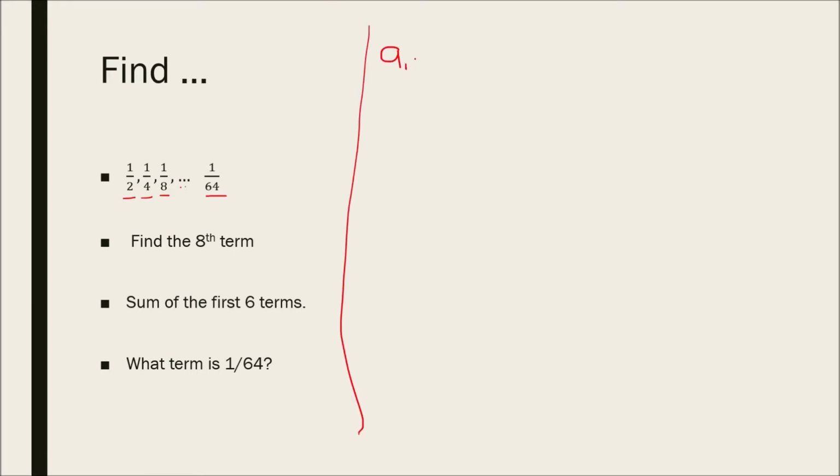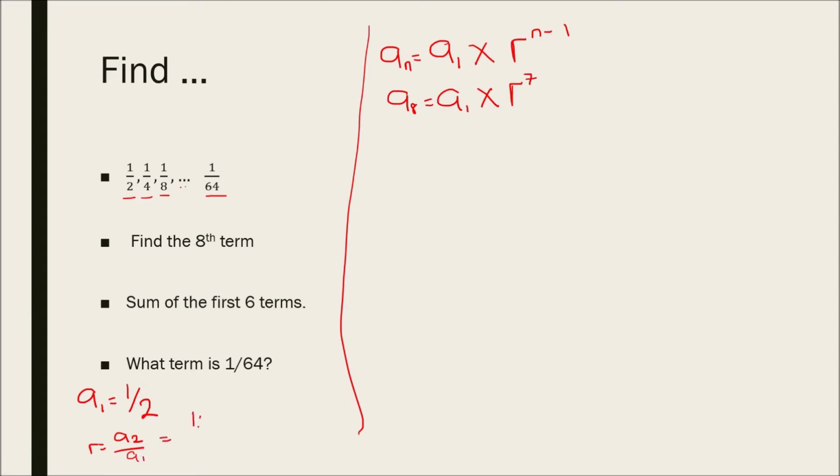That's A_N equals A1 times R to the power N minus 1. So looking for our eighth term, that's A8 equals A1 times R to the power 8 minus 1, which is 7. Our A1 is obviously 1 over 2, or half. And then what's our R? R is simply A2 over A1. So what is our A2? A2 is 1 over 4 divided by A1.